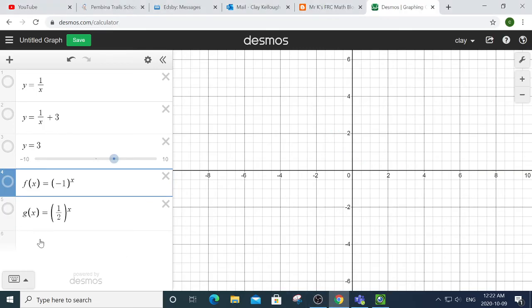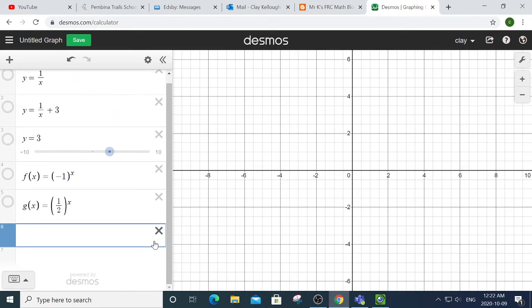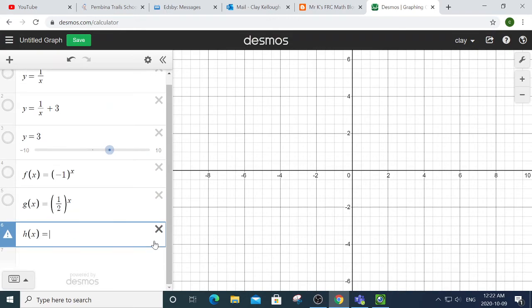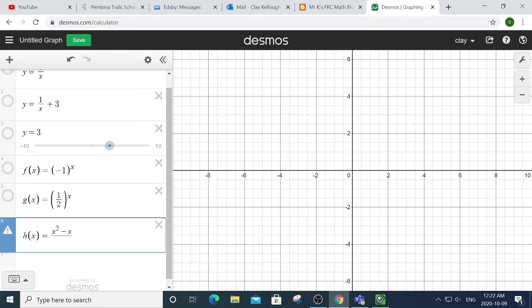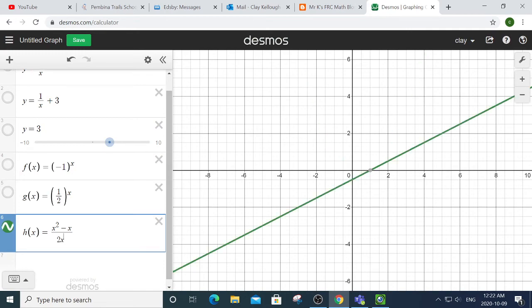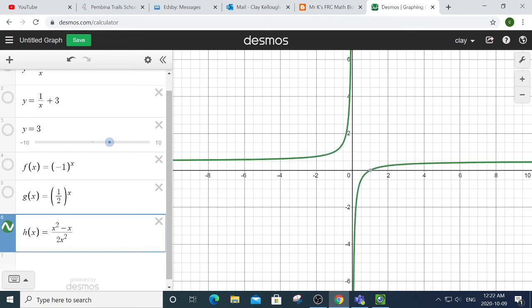Oh, I didn't put this one in yet. Okay, so you get to watch me type it. So I have, I'll call this one h of x because I already have f and g on there. h of x is equal to, so the original function was x squared. Well, we were using n, but it doesn't really matter what letter you use. x squared minus x all over 2x squared plus 1.